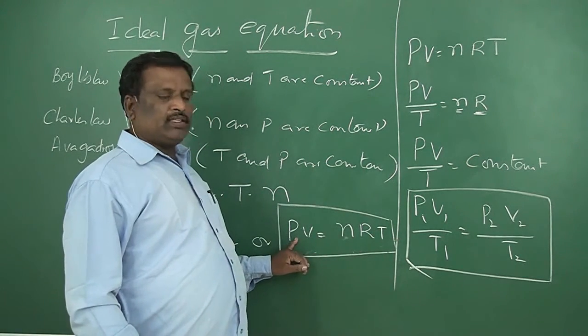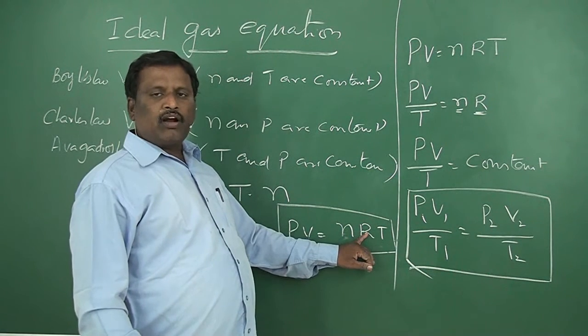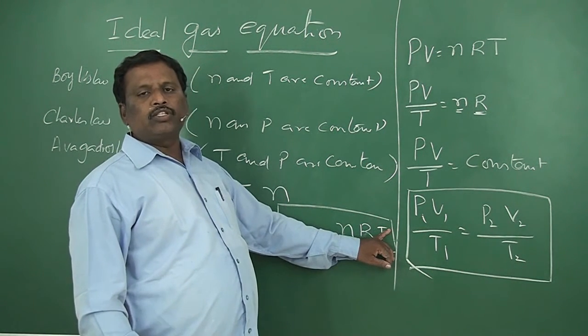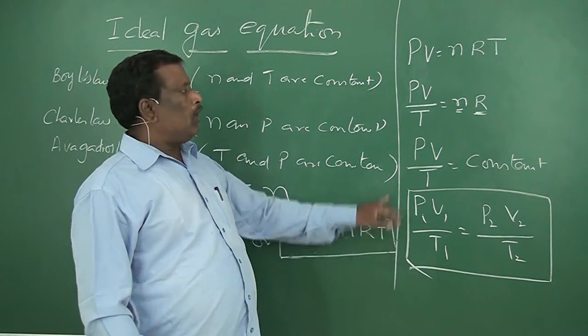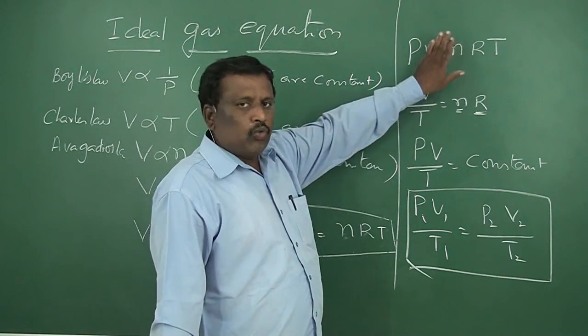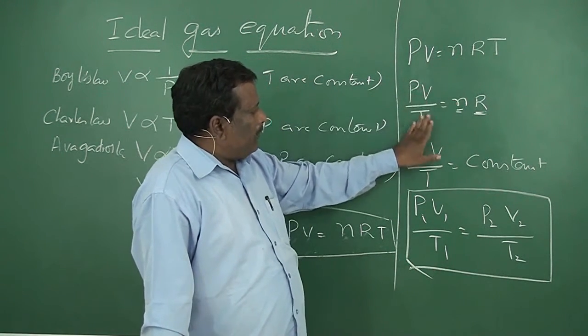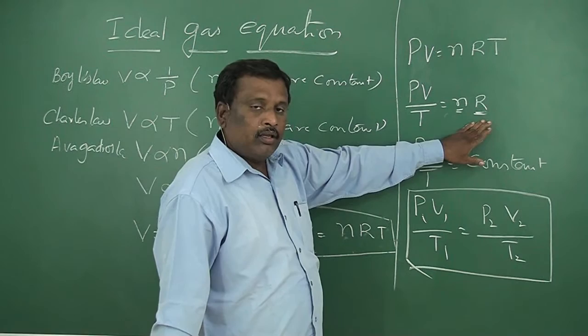P is the pressure of the gas, V is the volume of the gas, n is the number of moles, R is the constant, and T is absolute temperature. Now, PV is equal to nRT. That is one form of the ideal gas equation. So we can write PV by T is equal to nR.